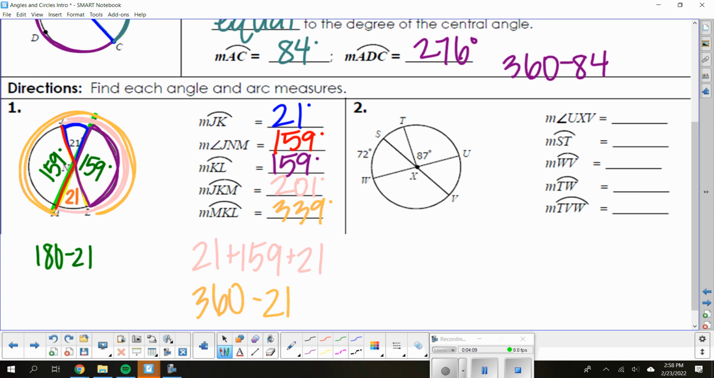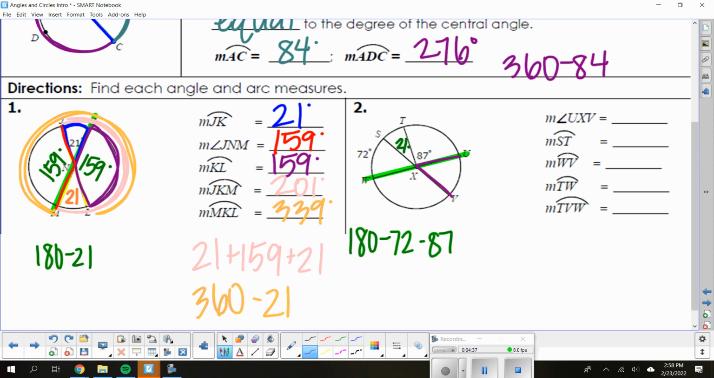The first thing I see here is I see a diameter. I have a 72, and I have an 87 on that side, so I can do 180 minus 72 minus 87 to get a 21 right here. All right, let's see. UXB. U to X to B.